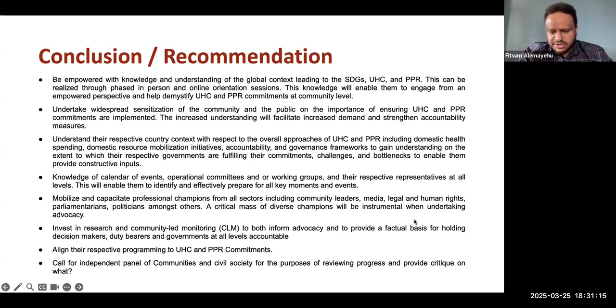And also invest in research and community-led monitoring, and align the respective programming to UHC and PPR commitments. And finally, also to be part of a community monitoring program, whereby communities are able to independently analyze, assess, and provide critique of the different health programs that we run.